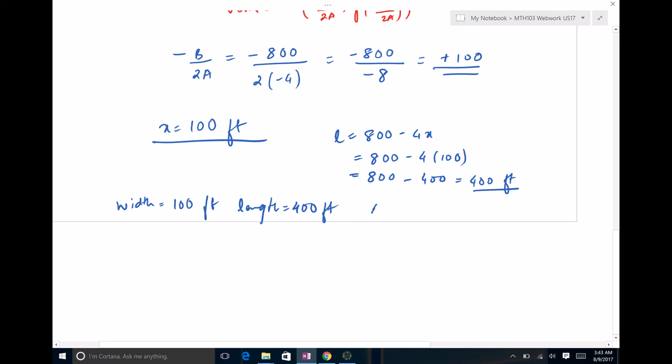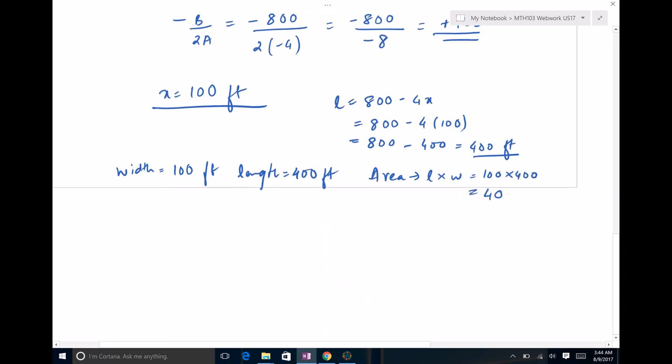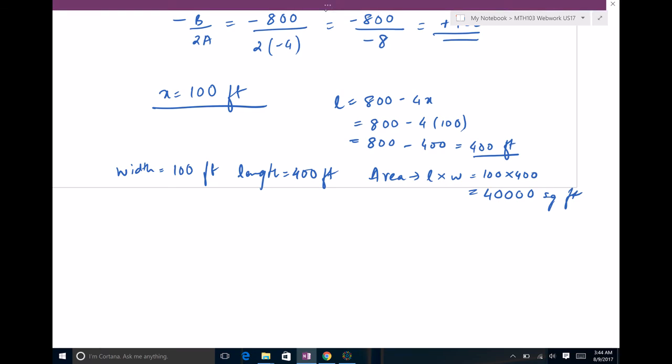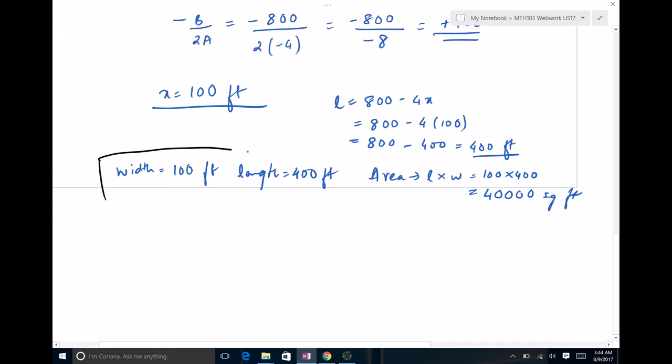As a bonus, let's also find the maximum area. The maximum area is going to be the length times the width, or L times X. So that's 100 times 400. The maximum area that you can hope to enclose is 40,000 square feet with just 800 feet of fencing. So these are the answers that you're looking for.